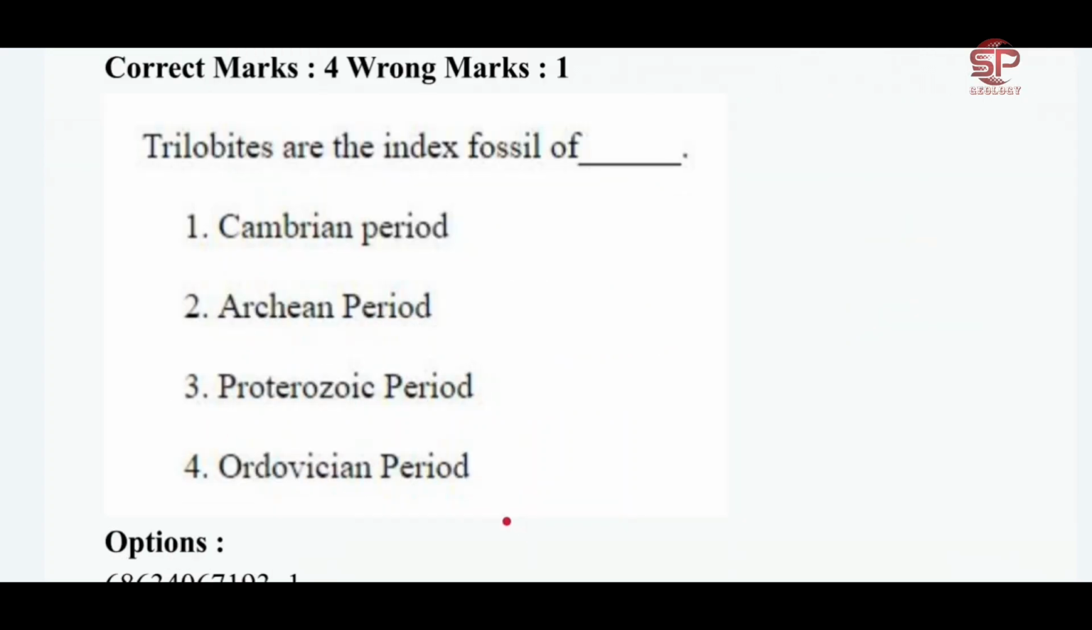Trilobites are index fossils basically found in the Cambrian period. So it is the index fossil of the Cambrian period. It also peaked during the Cambrian period. So trilobites are the index fossil of the Cambrian period.